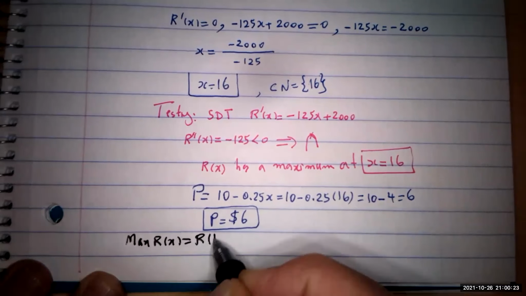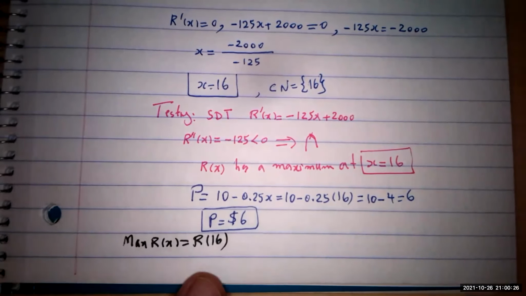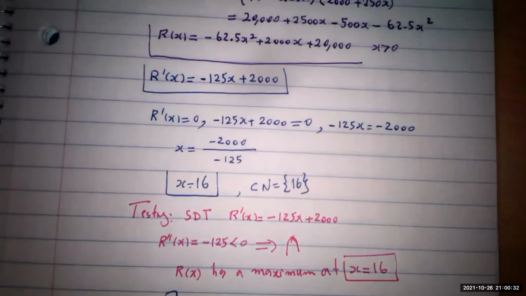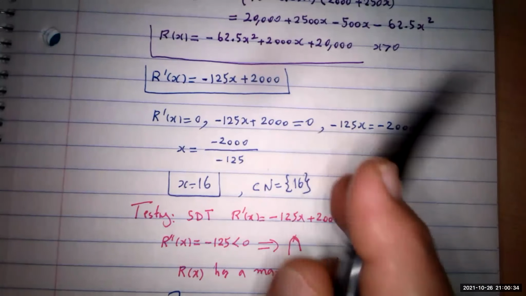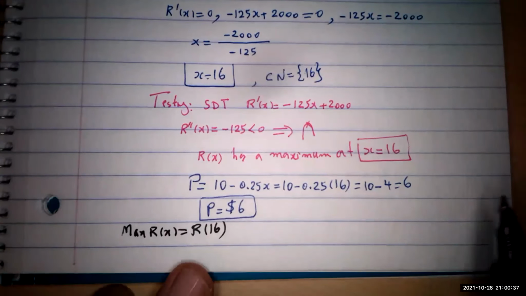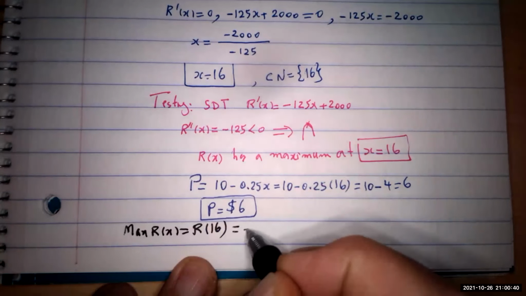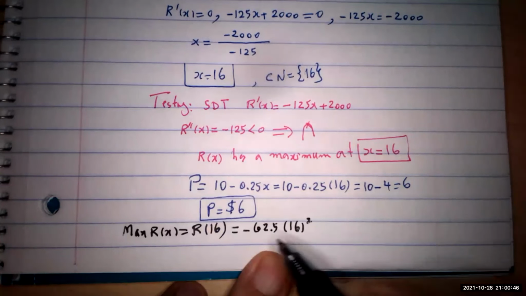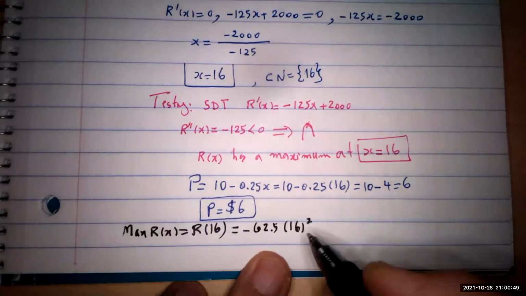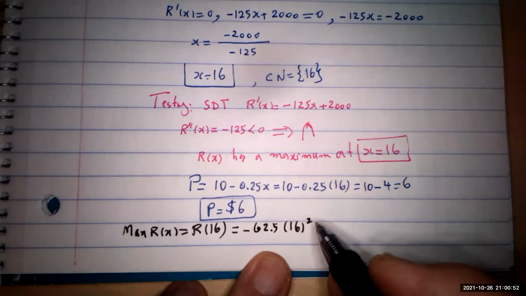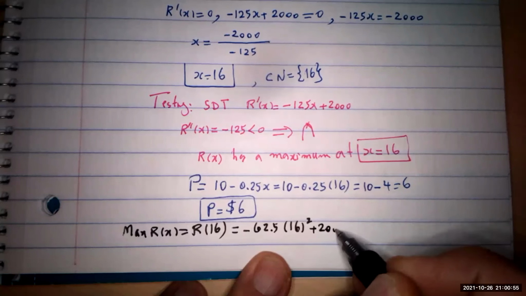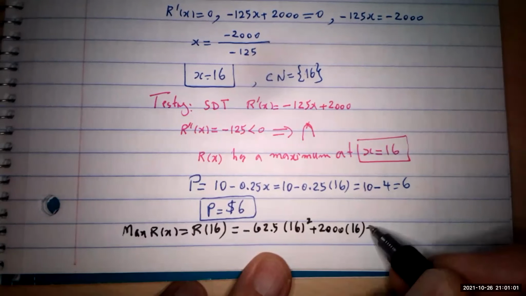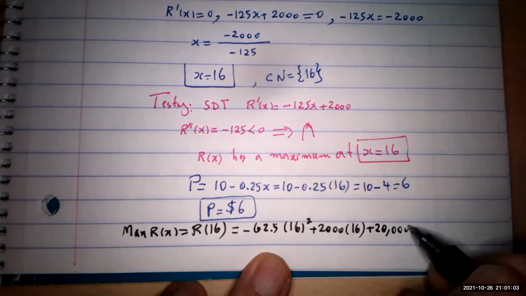That would be R of 16. So you have to put the 16 into the original function to get it. Okay, this is the original function. You have to use your calculator to get this number. So R of 16 would be, if you substitute, negative 62.5 times x squared, which is 16 squared, plus 2000x, so 2000 times 16, which is 32,000.